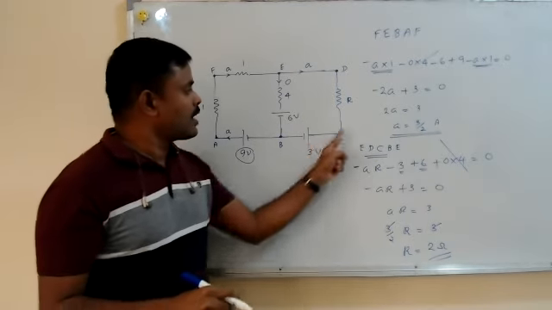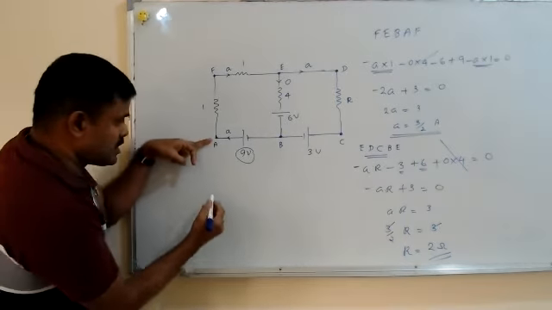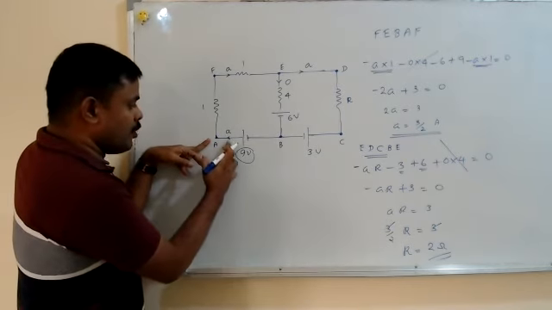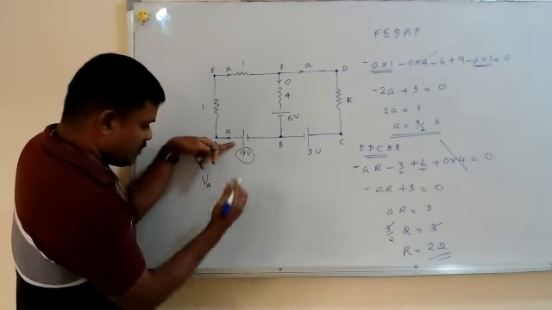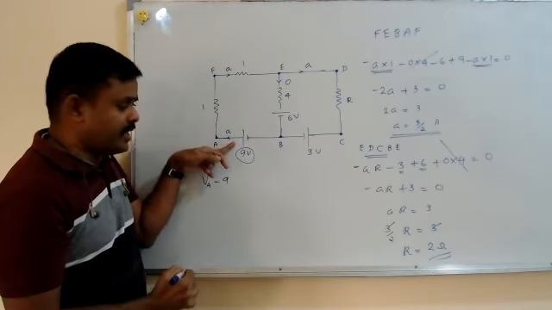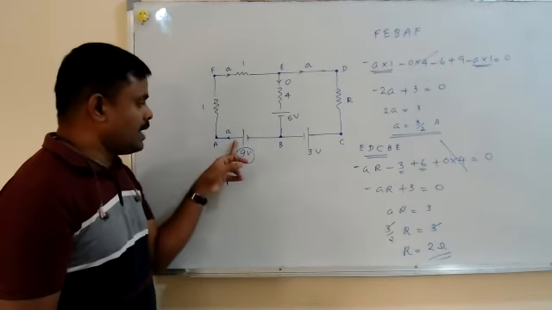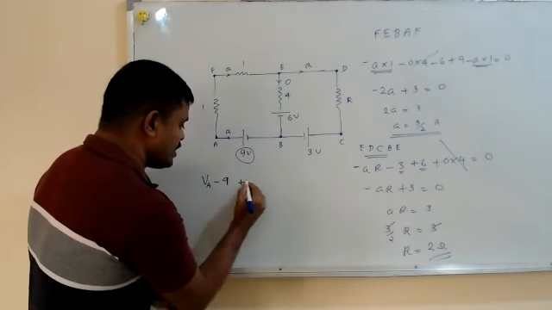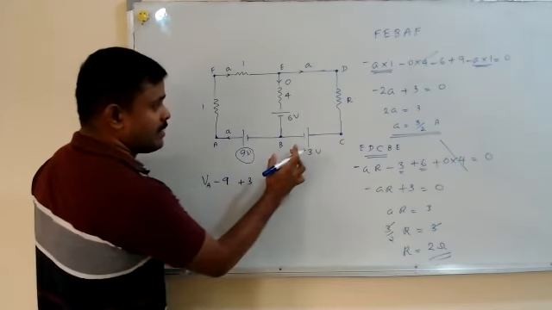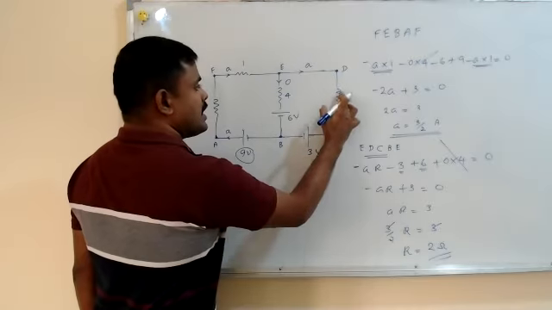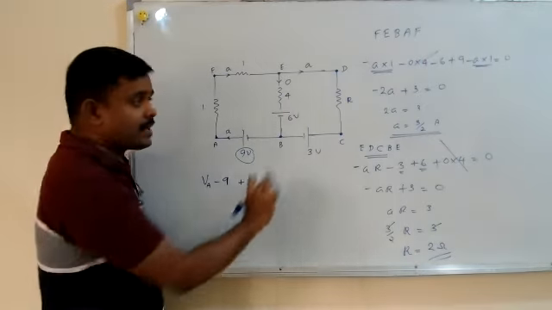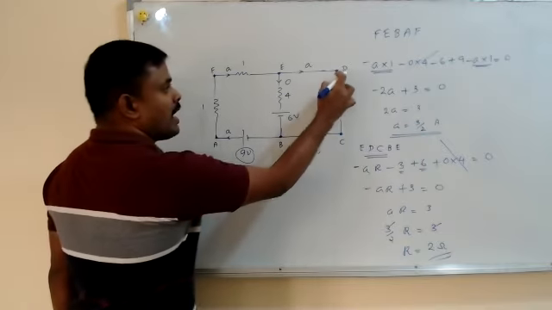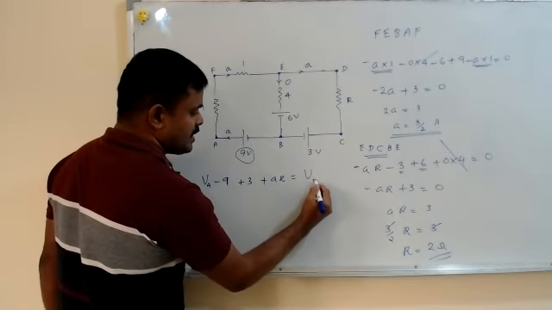Understand? I start walking along this. What is the first thing? VA, I start from here. Then I keep walking. What do I see now? Positive of a cell, so it is minus 9. Then I move forward. I see the cell's negative, which means it is plus 3. Then I enter here, and there is a current coming against me, right? So plus A into R. Now I have reached D, so I can put it as VD.